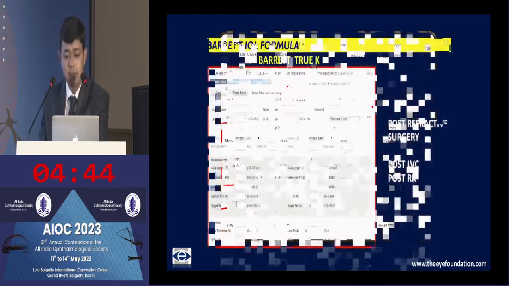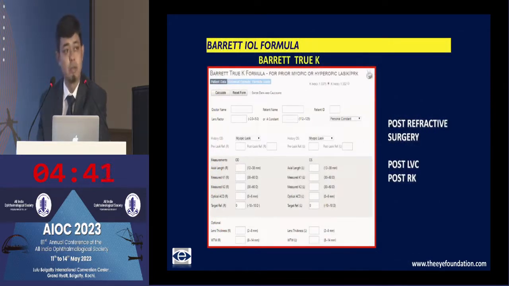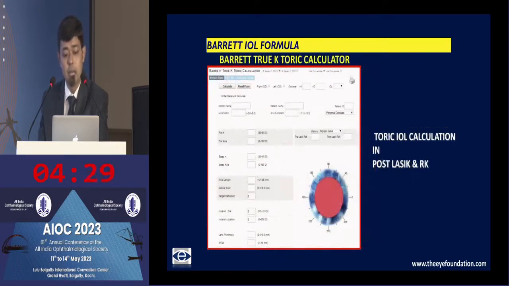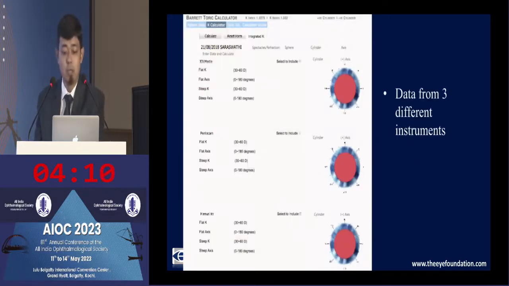And we have more or less moved on to the Barrett Universal 2 for all patients across all centers. And the entire Barrett suite actually covers the entire gamut of patients. For your post-refractive surgery, post-RK patients, you have the Barrett TrueK formula. You also have the Barrett TrueK toric calculator, apart from the regular Barrett Universal 2 and the Barrett online calculators. And you also have the Barrett treatment formula. So if you have a residual power, you can go in and input with the Barrett treatment formula, and it will tell you how much to rotate, whether you need to exchange, whether you can put in a piggyback. All these options are available with the Barrett Universal.